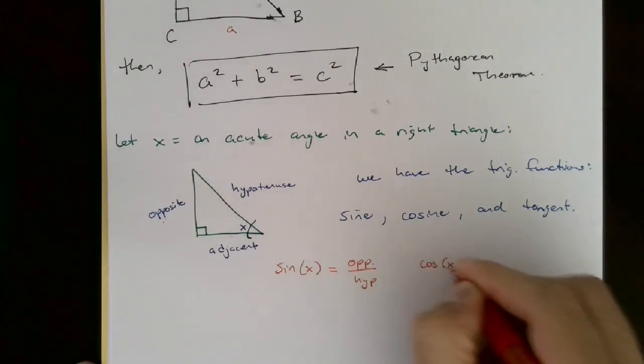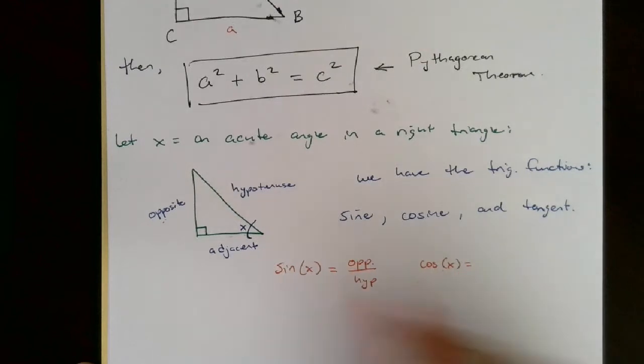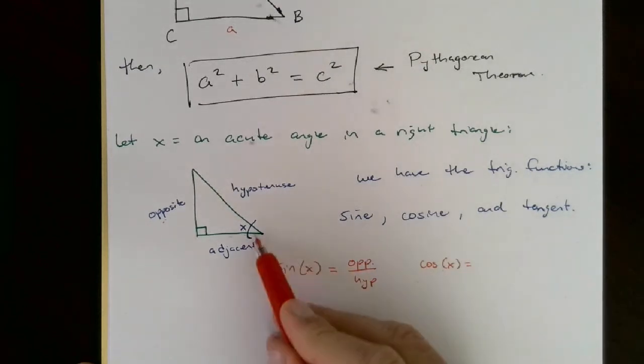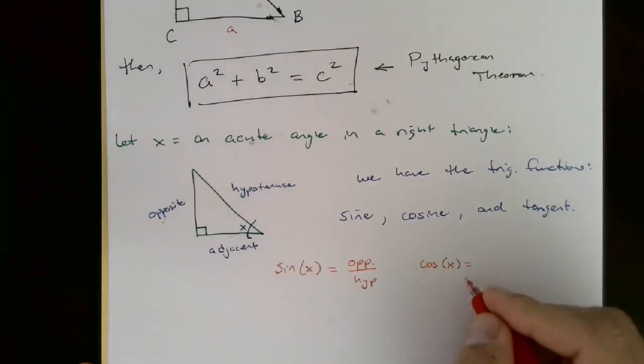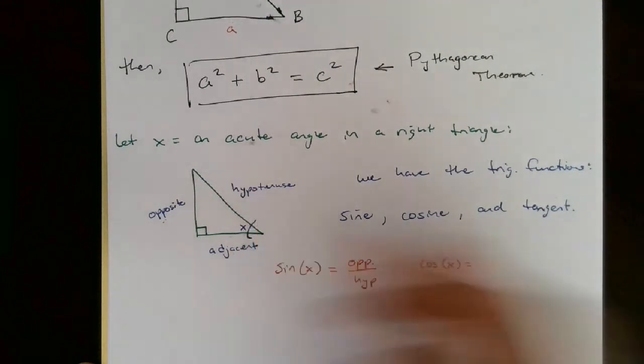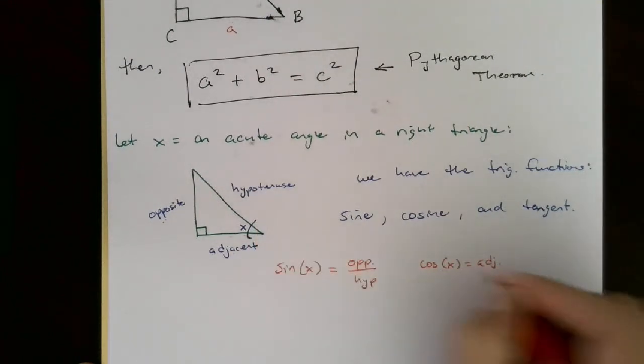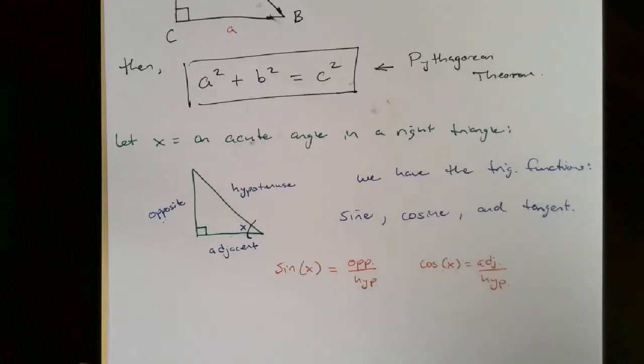The cosine of x, right? Again, it's a function. You need the x there to show that it's of x, because it's specific to this angle. It's not this other angle. Cosine of x is equal to adjacent over hypotenuse.